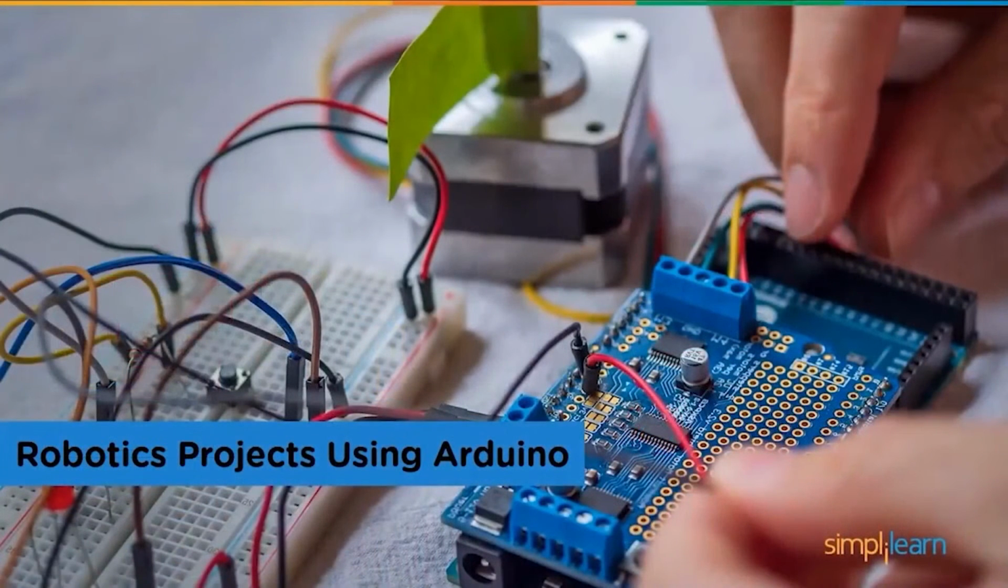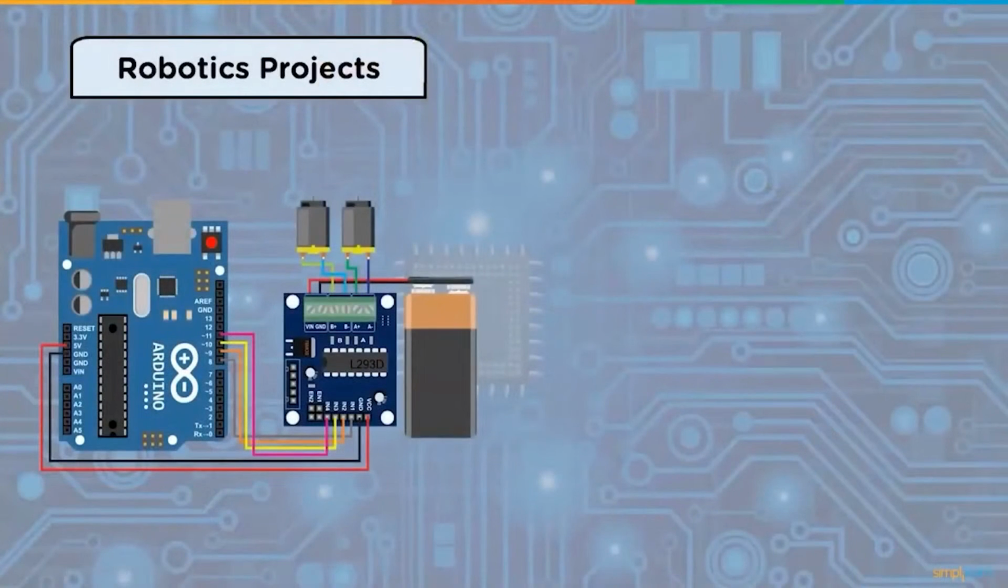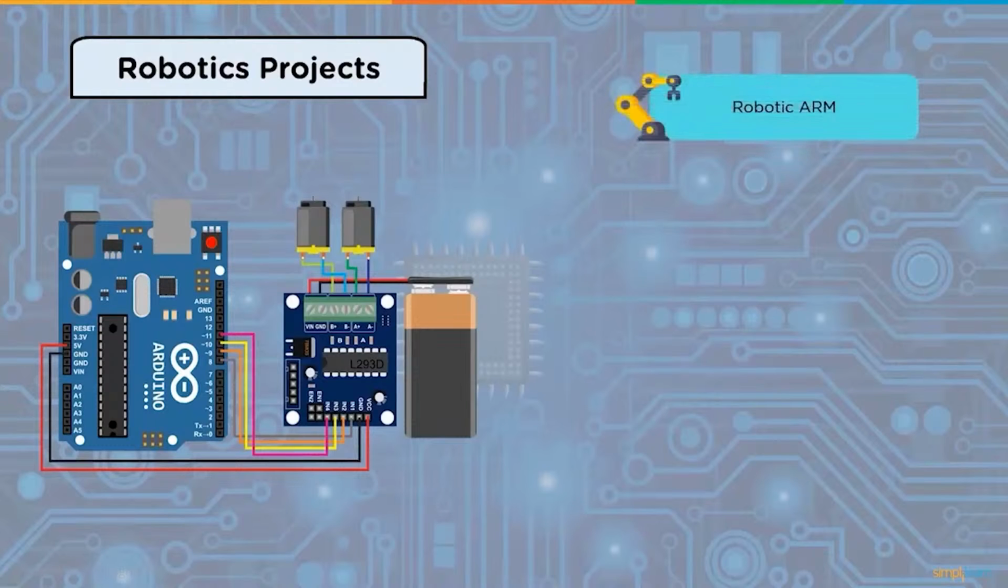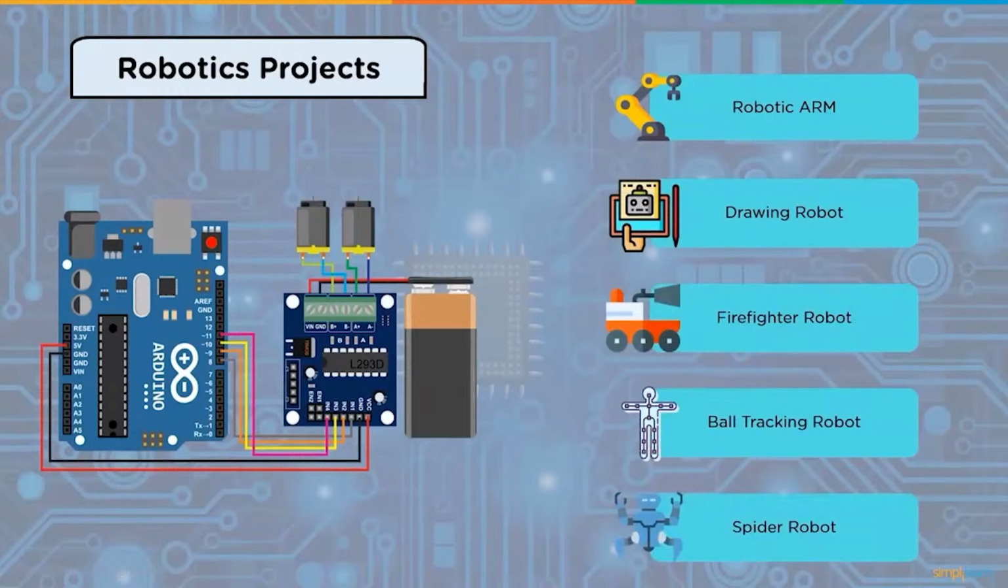Robotics projects using Arduino. We can learn about electronics, mechanics, and software using the Arduino Robotics project. It includes a number of project examples that you can easily copy, as well as a robust robotics platform that you may hack to execute a variety of jobs. Some of the robotics projects are robotic arm, drawing robot, firefighter robot, ball tracking robot, and spider robot.